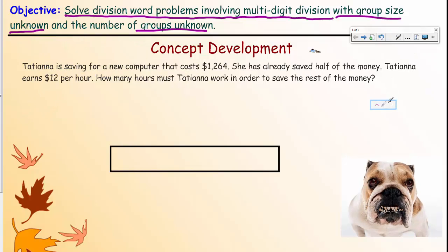Mr. Wara. Okay, so let's go ahead and take a look at our problem here. Tatiana is saving for a new computer that costs $1,264. It says that she has already saved half of the money. Now Tatiana earns $12 per hour. How many hours must Tatiana work in order to save the rest of the money?